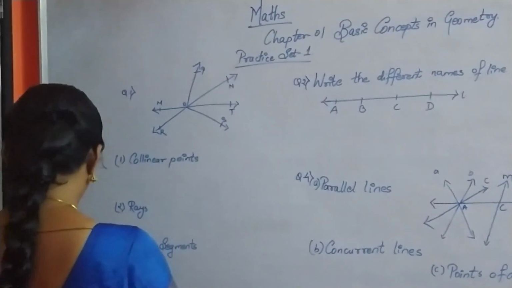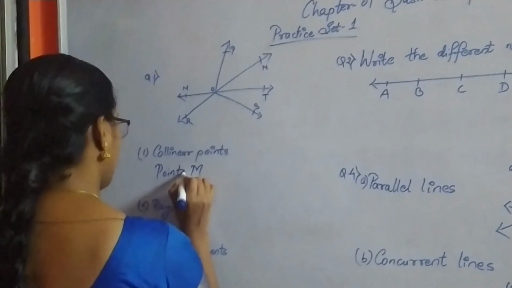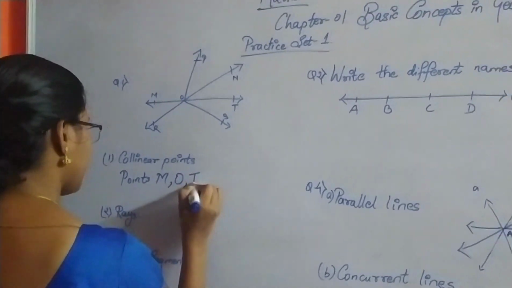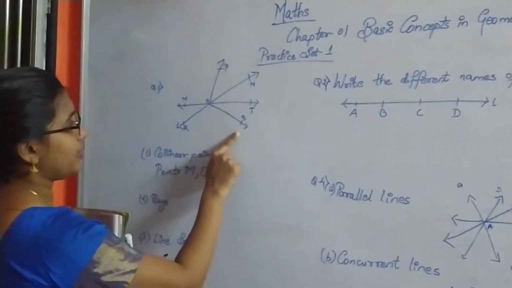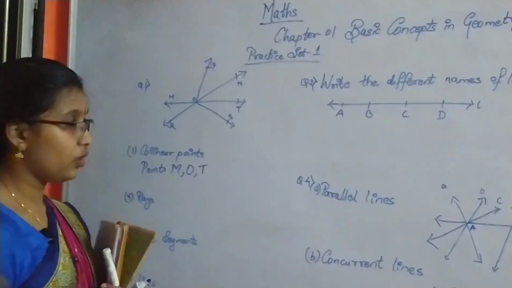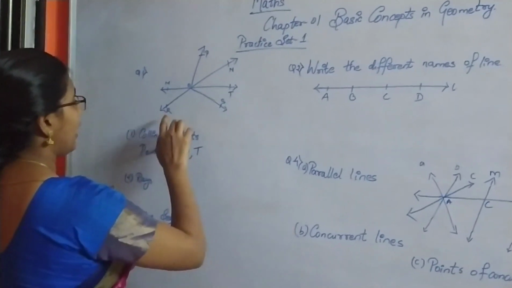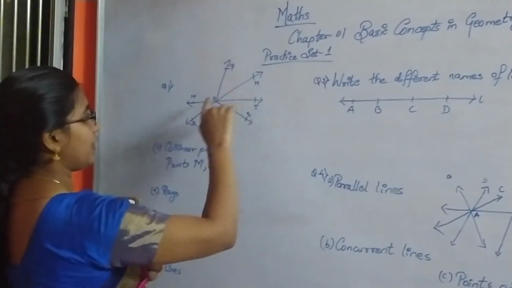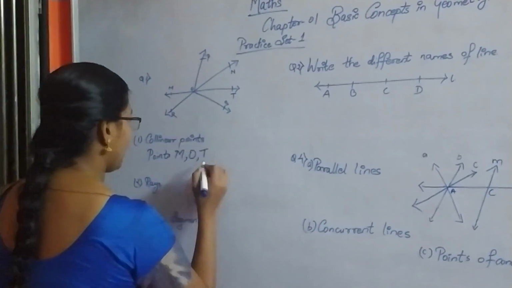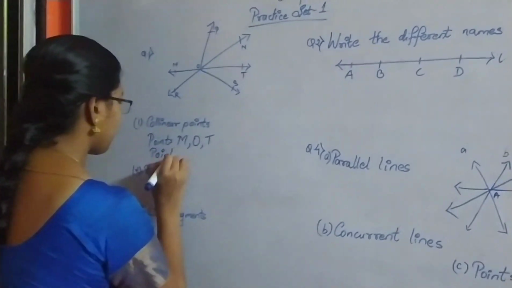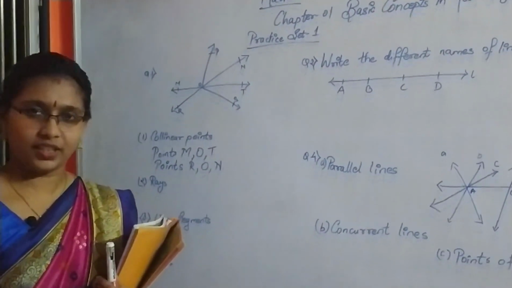So the first collinear points are points M, O, T. Now the second one, if I take point P, point O and point S, is it a straight line? No. So this means points P, O, S are not collinear points. Now I come to point R, point O and point N. Do these 3 points form a straight line? Yes. So points R, O and N are again collinear points.